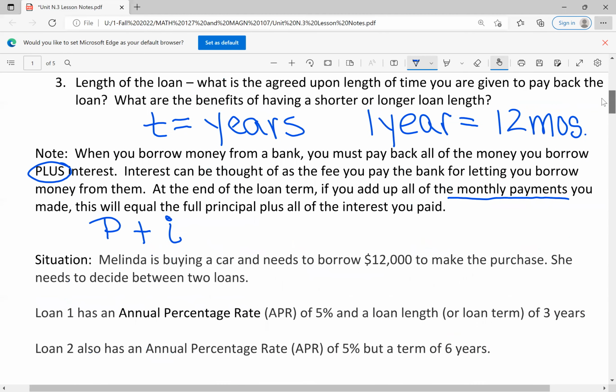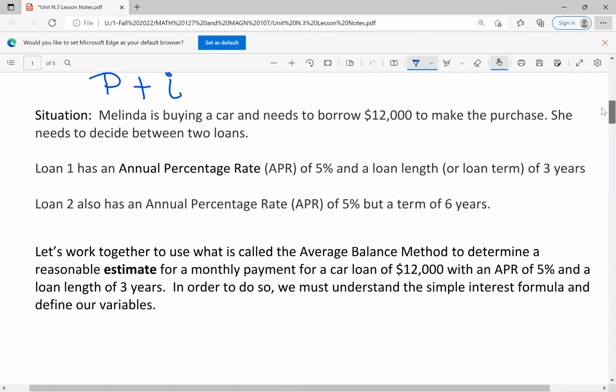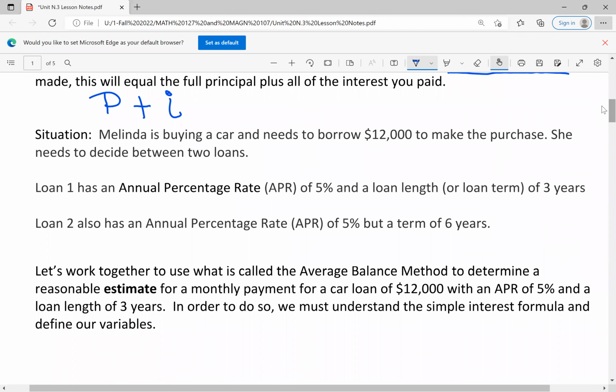So this is our situation that we're going to be working with. And notice we're comparing two loans. The situation is Melinda is buying a car and needs to borrow $12,000 to make her purchase. She is trying to decide between two loans. They have some similarities, but then also a major difference. Loan one has an annual or yearly percentage rate, also known as an APR of 5%. And this loan has a loan length, also known as a loan term of 3 years.